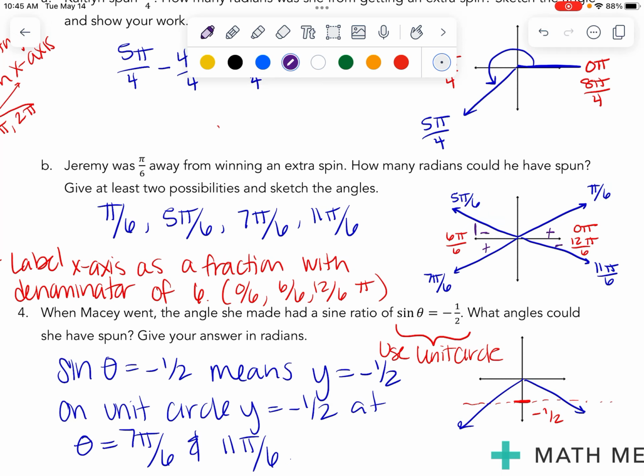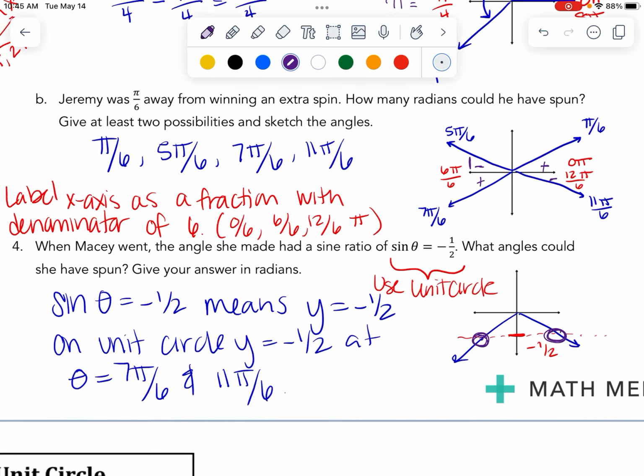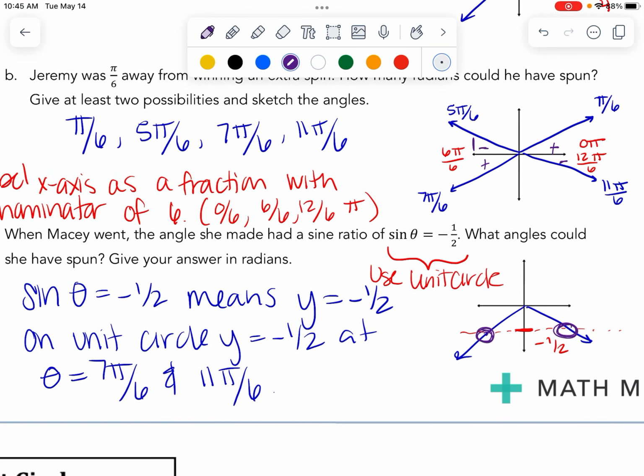Now, I told you not to put all the measurements on just for time, but you could use that unit circle, the one that we had from before, and look back at your places where you had a sine of -1/2, and where that was at these two values over here, where your sine would be -1/2. That means your y value is -1/2, and on the unit circle, that happens at 7 pi over 6 or 11 pi over 6.